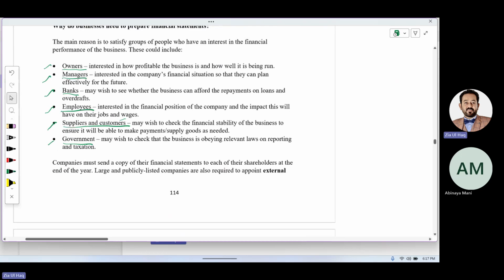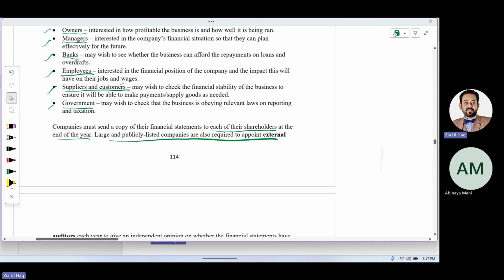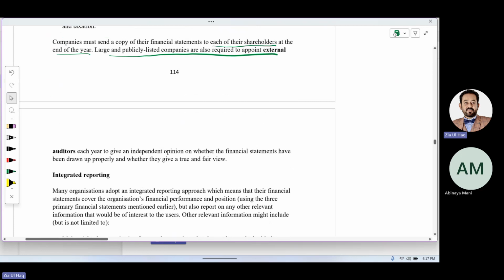Companies must send a copy of their financial statements to each of their shareholders at the end of the year. Large and publicly listed companies are also required to appoint an external auditor. An external auditor is a person who will check the financial statements and give an audit report on whether the financial statements are true and fair or not. Each year they give an independent opinion on whether the financial statements have been drawn up properly and give a true and fair view or not.